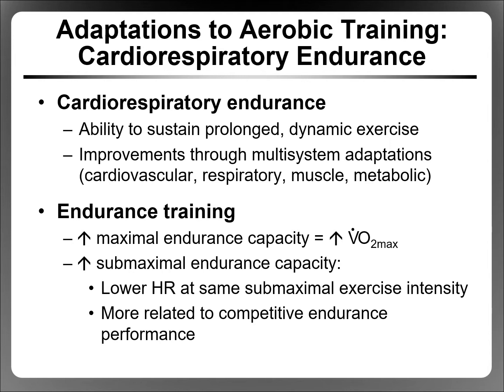If I can increase my maximal endurance capacity, we usually can measure this by seeing an increase in somebody's VO2 max, either through lab testing or through field testing. And we will also see an increase in their submaximal endurance capacity. This means at a given intensity of exercise that is below my maximal effort, I'm going to have a lower heart rate than before I started training. This is especially important when I'm dealing with competitive endurance performance. So distance runners, soccer players, things like that.